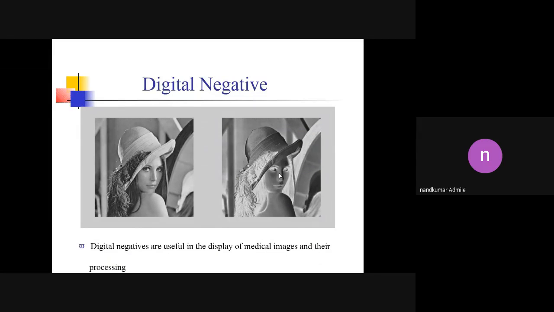Here is one more example, which is also an example of image negative. We can also take a gray image and apply the image negative. The black color is changed into white, and the white color is changed into black.